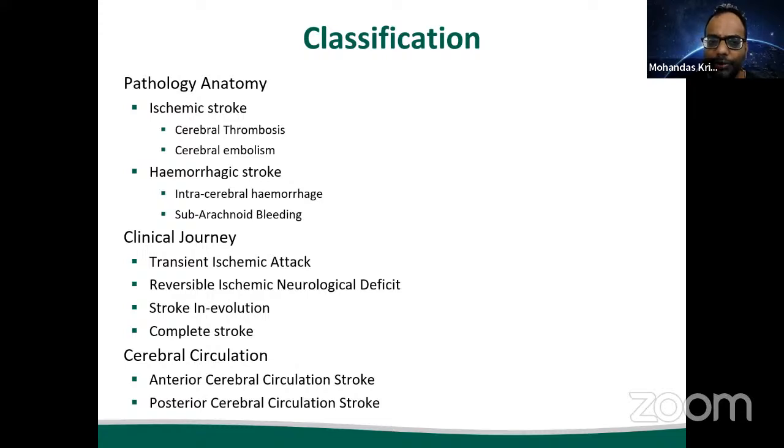So again we'll speak about those things. Hemorrhagic stroke: it is ICH and subarachnoid bleeding. I told you, intracerebral hemorrhage and subarachnoid bleeding, clinical journey. Whenever you see clinical journey, the first thing you must understand is TIA. TIA is such a stroke that it does not create much problem. It is only for 24 hours. There is no rupture and no disruption of blood supply, but it is a warning signal: sir, you are going to have a stroke.